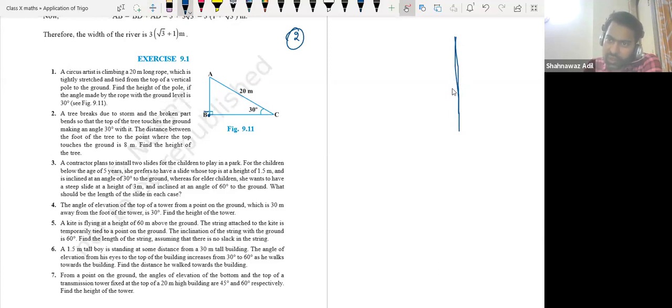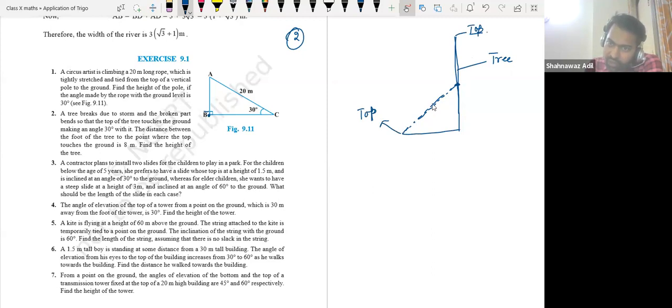And then this tree breaks. Let's say it breaks from here. This is the total height of the tree. So it breaks from here, and then it is hanging on the ground, making some angle. Now this is the top of the tree, which has reached here.